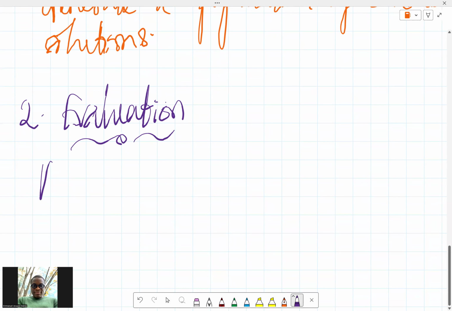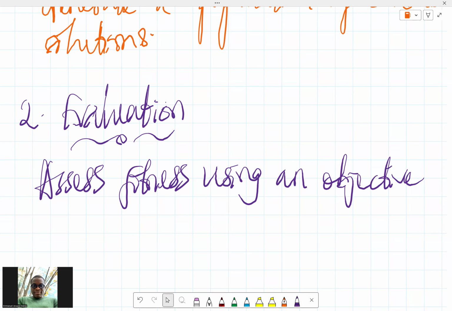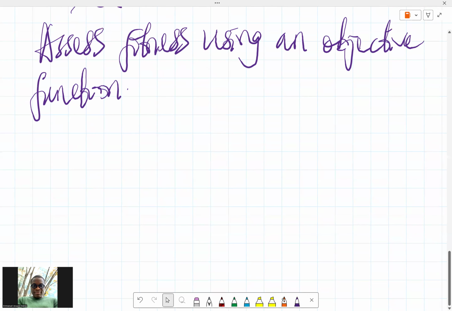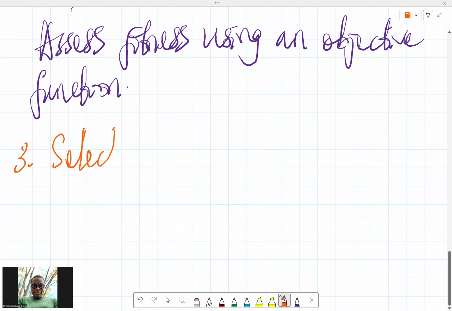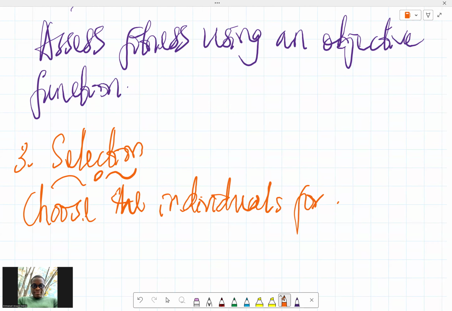Here you assess fitness using an objective function. It's a bit close to what we did under the Nelder-Mead method. So assess fitness using an objective function, which you either want to minimize or maximize. Then step 3 is about selection. After you have evaluated, you want to select the best. So choose the best individuals for reproduction.